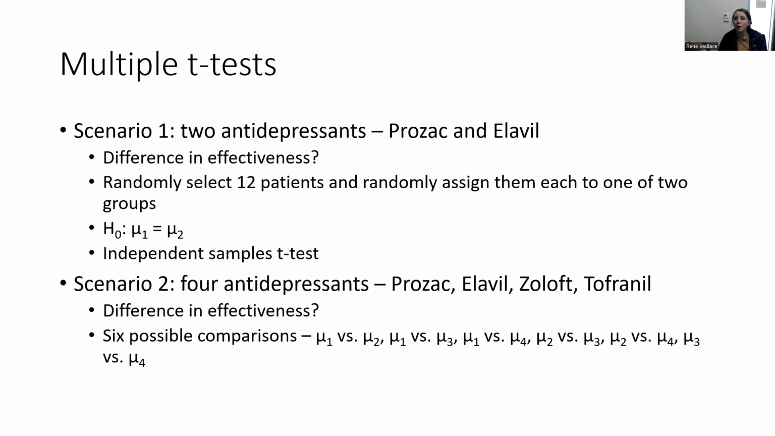Working up to that. But in scenario two, we have four antidepressants. We have Prozac, Elavil, Zoloft, and Tofranil. Well, how do we tell the difference in the effectiveness for those four? Because now we have six possible comparisons between the two, right? We could compare Prozac to Elavil to Zoloft to Tofranil and across the board, right? We can compare them to each other. So we can't do that with the t-test because now look how many comparisons we have down there.